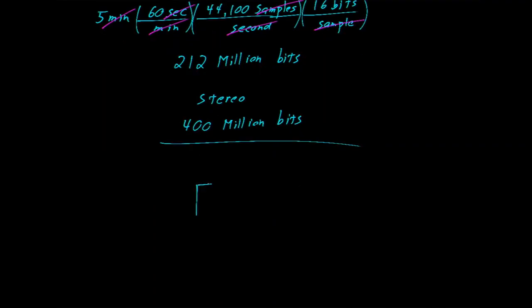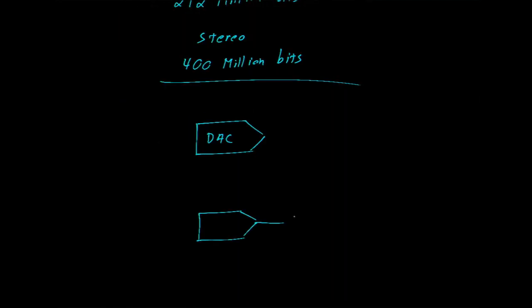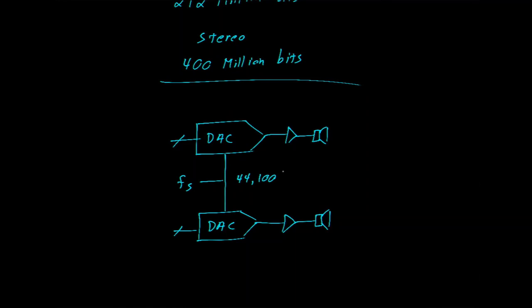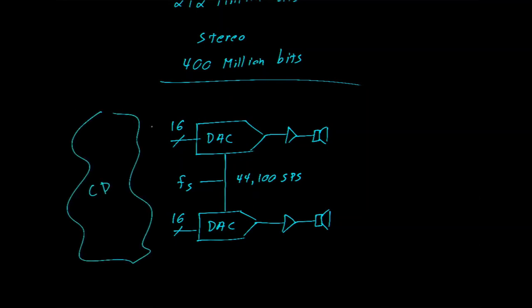As far as the hardware is concerned, there are two DACs, followed by amplifiers. The DACs would share a common signal source for the sampling frequency. The way this works is that 44,100 times per second, which we would call samples per second, each DAC must be fed 16 bits from the CD machinery. So you could say every tick, 32 bits are consumed, and there are 44,100 ticks per second.